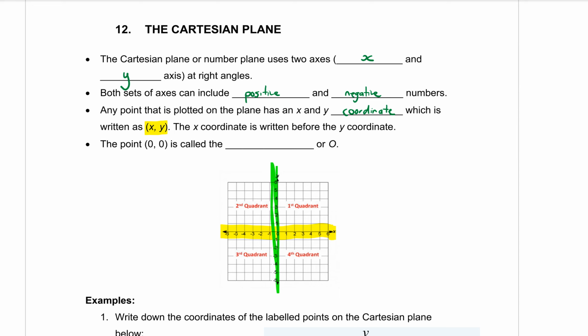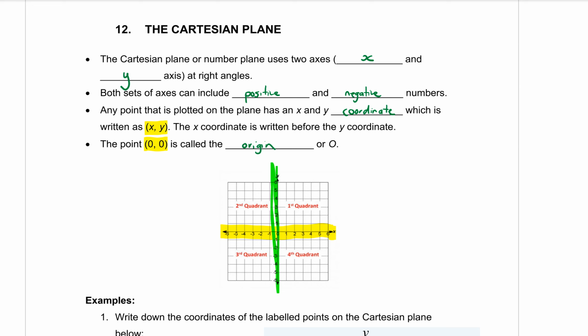The point (0, 0) is a special one because it's right at the center of our Cartesian plane, and it is called the origin. And a lot of the time you will see a big O or a 0 right in the center because that is the origin, the center.